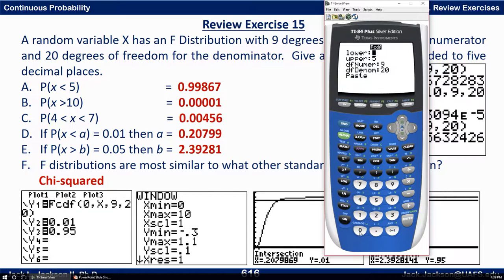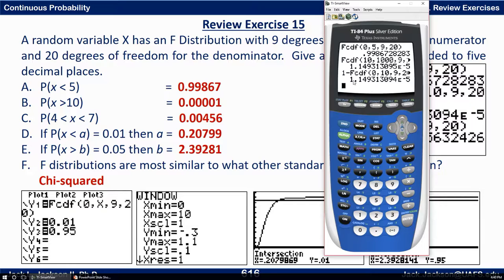We can go here and do F CDF. We can go from 10 up to infinity. The problem is we don't know what we might use for an upper bound in place of infinity. I'm going to use 1,000. I think this will probably work pretty well. But since we have a hard end of 0 on the left, we could do 1 minus an F CDF from 0 up to 10 with that degrees of freedom, and that turns out to be the same thing.